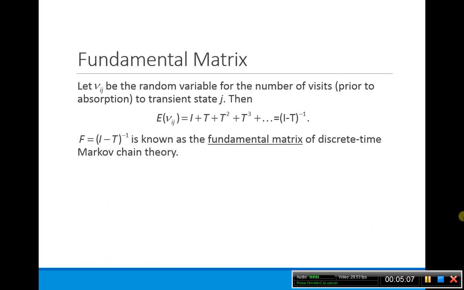So now we introduce what's called the fundamental matrix of discrete time Markov chain theory. We're going to let nu_j be a random variable for the number of visits to state j prior to absorption. Then we can talk about the mean, or the expected value, of this random variable. This is the number of visits prior to going to an absorbing state, and we can write this as I plus T squared plus T cubed, etc., which reduces to the inverse of I minus T. This matrix is called the fundamental matrix of discrete time Markov chain.